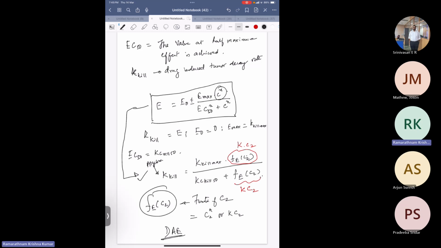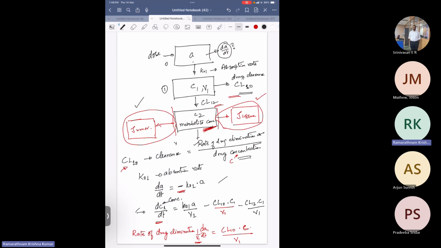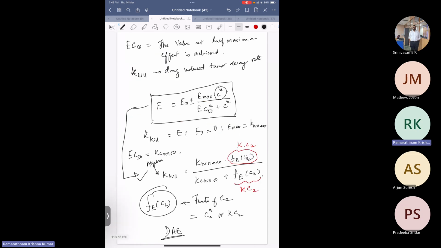Then I have another set of equations. So another set of differential equations, to the right-hand side. The left-hand side gives me an algebraic equation, and the right-hand side will give me another set of differential equations. Clear? Yes, sir.